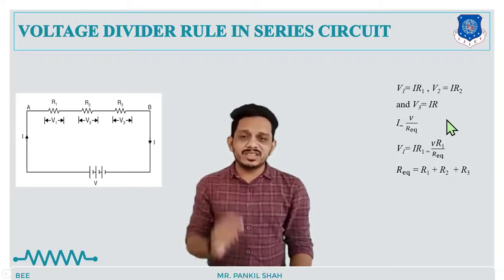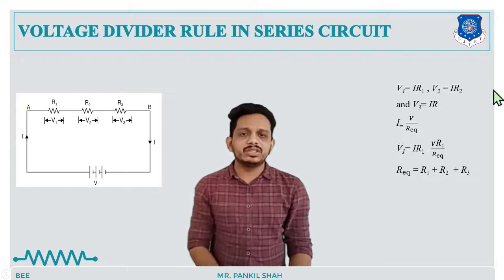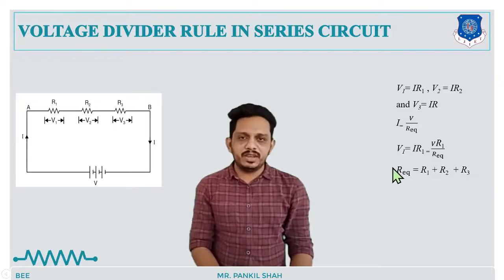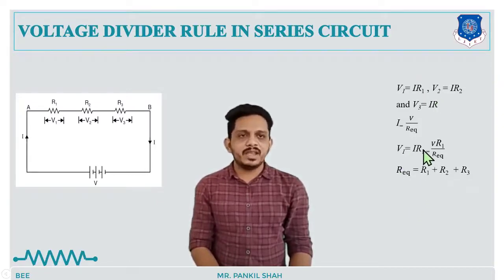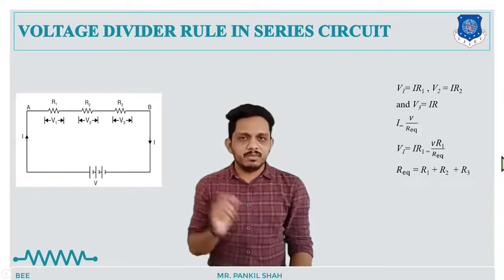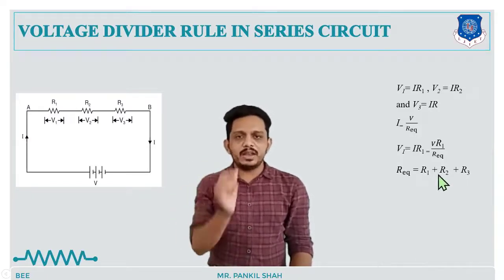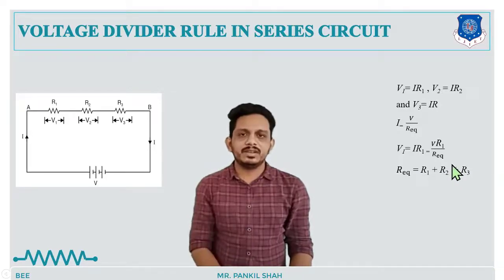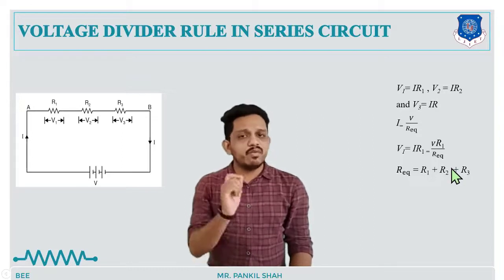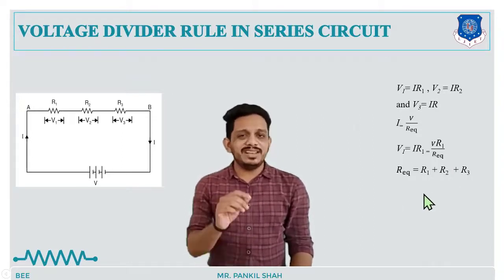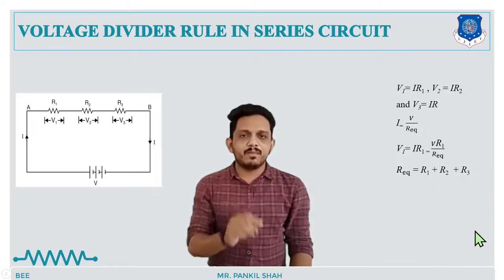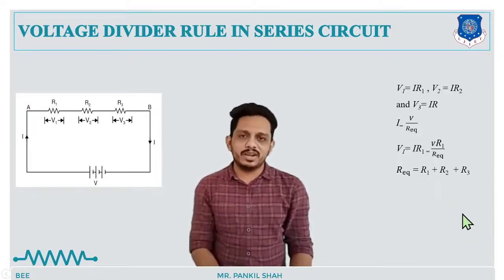And we can put this equation of current I into these three equations. If we put this current I into the first equation, that is V1 is equal to IR1, instead of I we will put V upon R equivalent into R1. So V upon R equivalent into R1. That means we have eliminated current I from this equation. So now the equation we got is V1 is equal to V, the total supply voltage, into R1 upon R equivalent. This is nothing but the voltage divider rule.